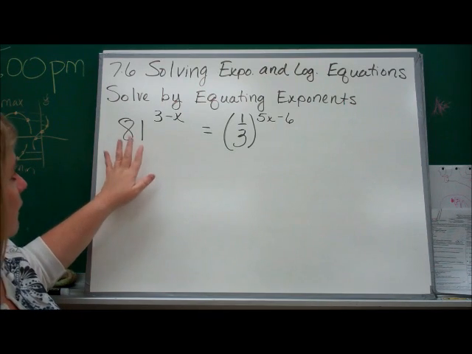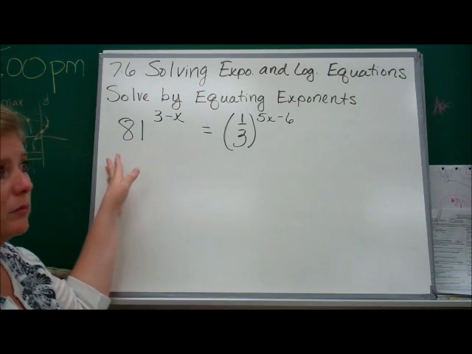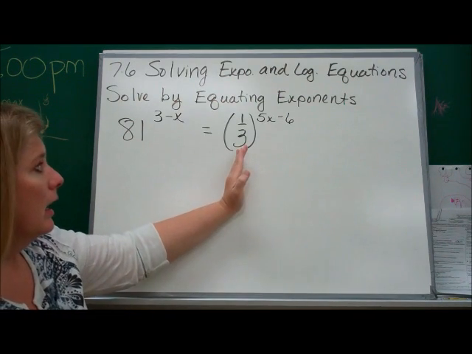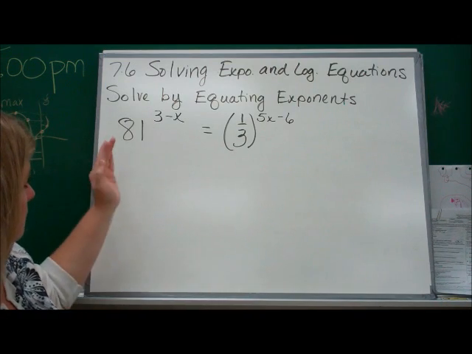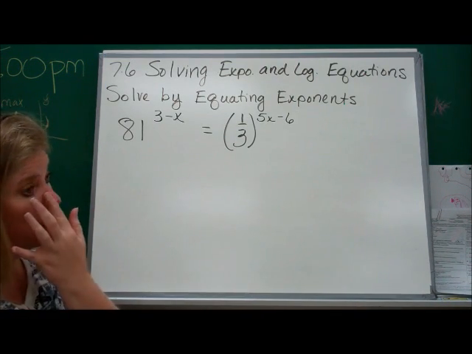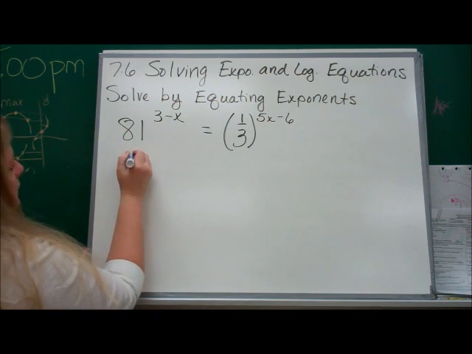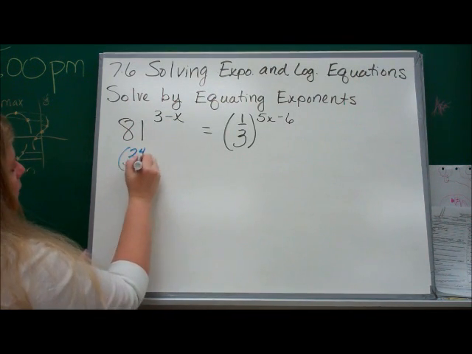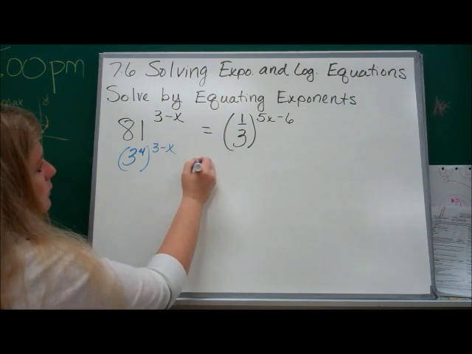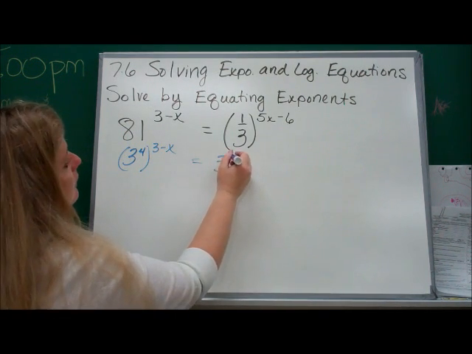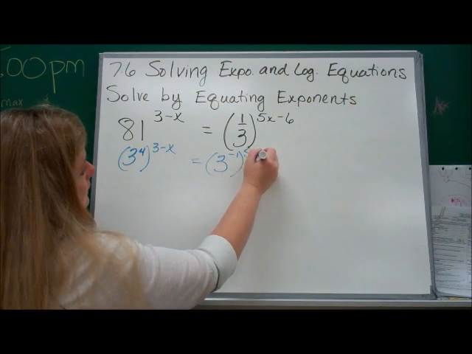So I'm looking here, I've got 81 and I've got 1/3. Well, I know that 81 is 3 to the 4th and 1/3 is 3 to the negative first power. Since I can have the same base, that's what we're going to do. So this is 3 to the 4th power, that's 81, and then to the 3 minus x power. So that's going to equal 3 to the negative first power to the 5x minus 6.